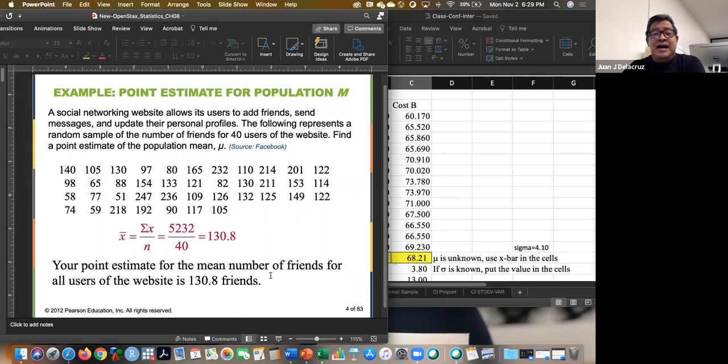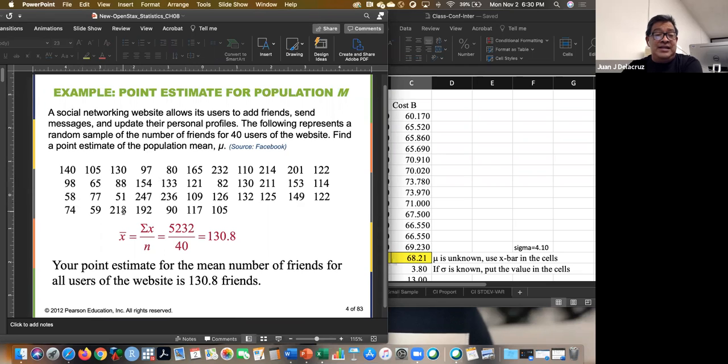So how many people are in, let's say, Facebook, right? Millions and probably trillions or quadrillions number of people that are on the internet. So, well, I think the actual number is like a couple of billions. So just imagine that you want to answer a question. In this case, a social networking website allows its users to add friends, send messages, and update their personal profiles. So the following represents a random sample of the number of friends for 40 users on the website. So this first person has 140 friends, the second has 105, the third 130, and so on and so forth, right? Some of them don't have too many friends, some of them have so many friends.